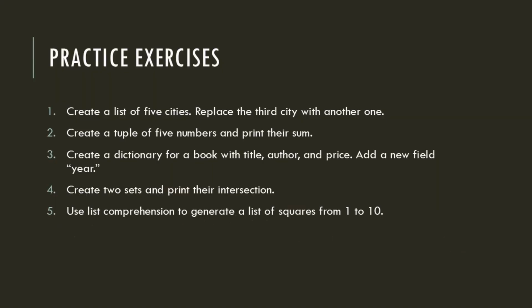Try these exercises to strengthen your understanding. First, create a list of 5 cities. Replace the third city with another one. Second, create a tuple of 5 numbers and print their sum. Third, create a dictionary for a book with title, author and price, and add a new field year. Fourth, create 2 sets and print their intersection. Fifth, use list comprehension to generate a list of squares from 1 to 10. Small exercises like these help you internalize the concepts.